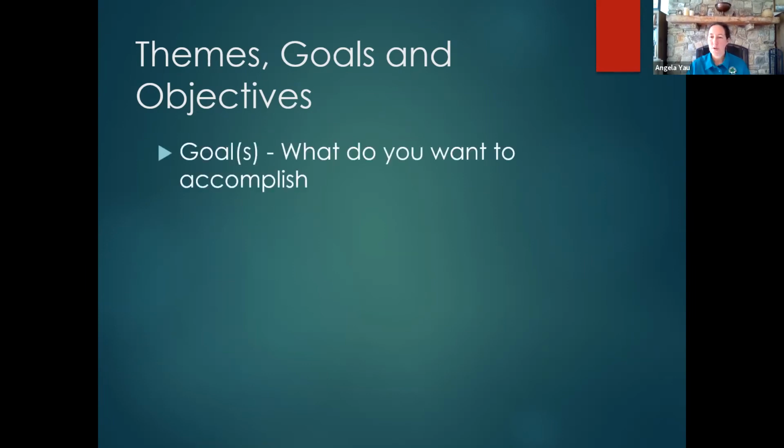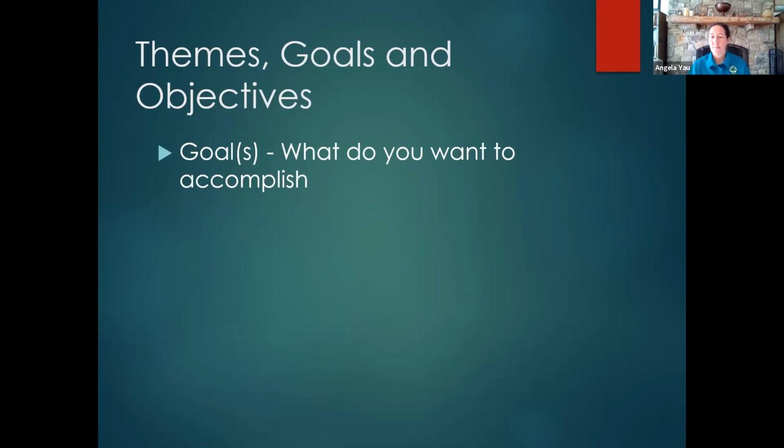And so with our goals, the terminology can get a little tricky here because if you've ever heard of SMART goals, those actually are objectives. So it just depends on whose terminology you're using. So you're either saying goals versus SMART goals or goals versus objectives. It's two different ways of saying basically the same thing. So goals generally is that thing you want to accomplish.